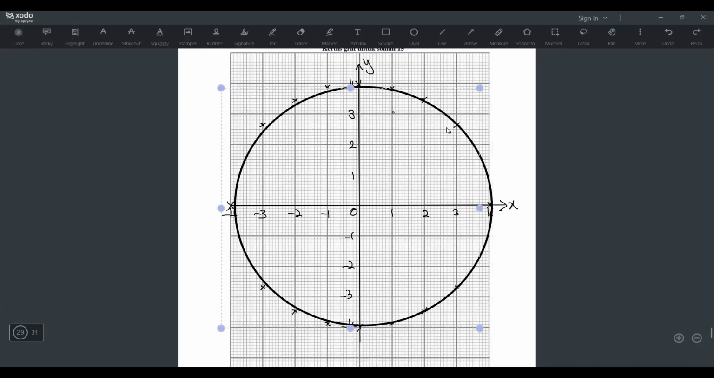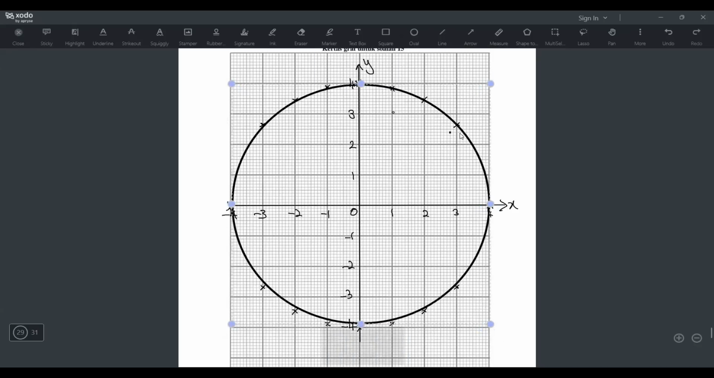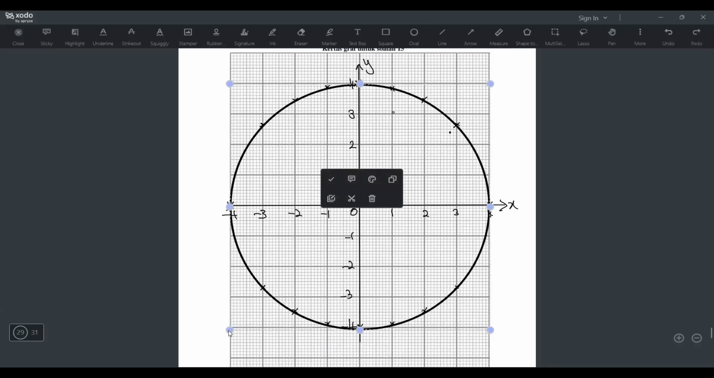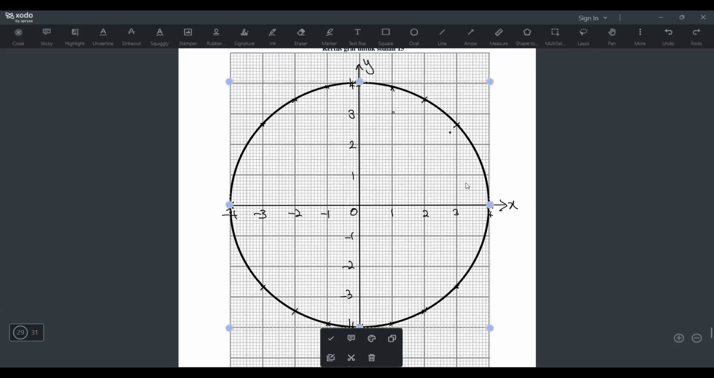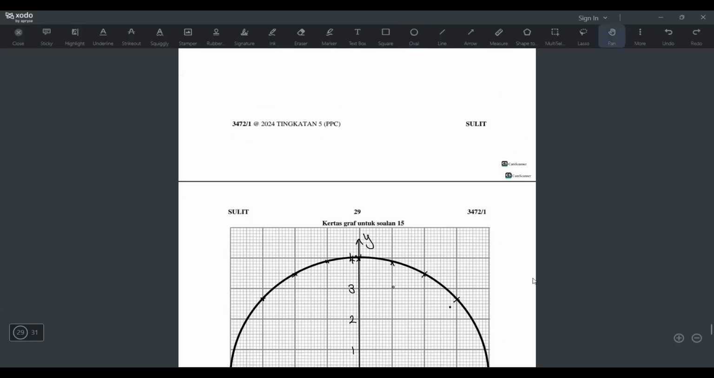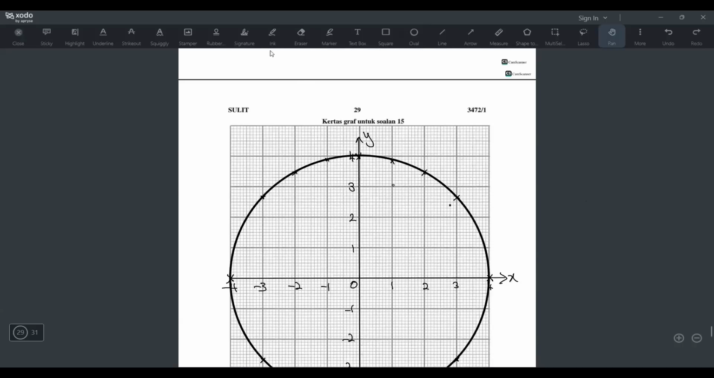You have to bring a compass to the exam. Make sure you join all the points. Let me fix this. Is this good enough? Let me adjust. I think if you use a compass to draw it, it will look nice. Don't forget to write the equation: x squared plus y squared equals 16. That's the equation of the circle.